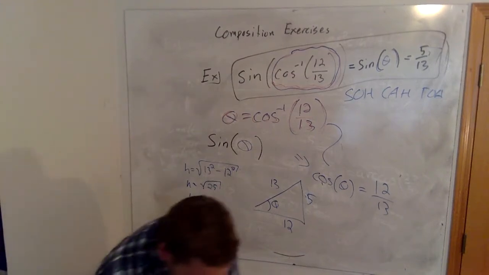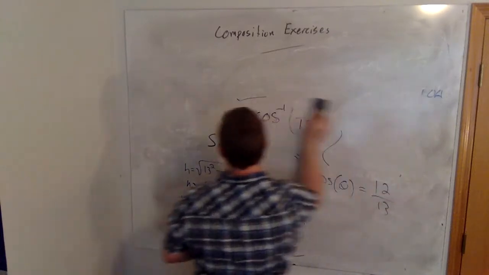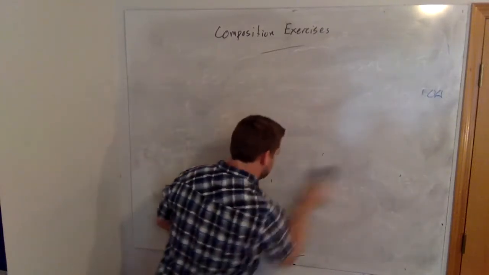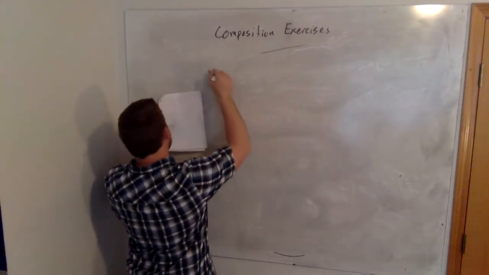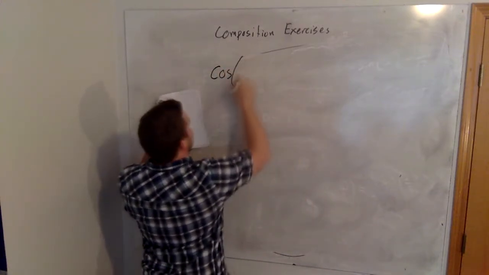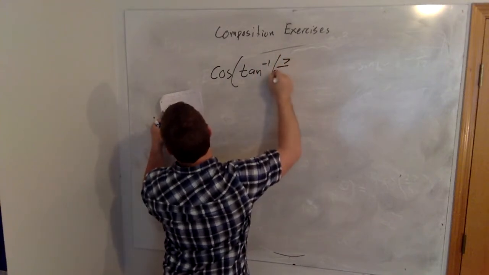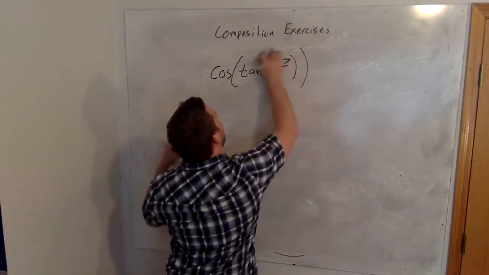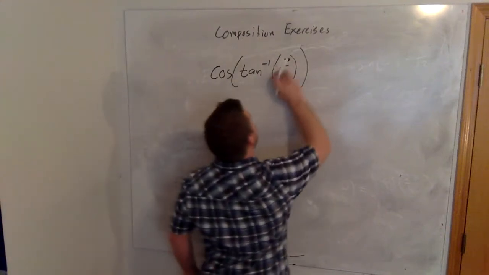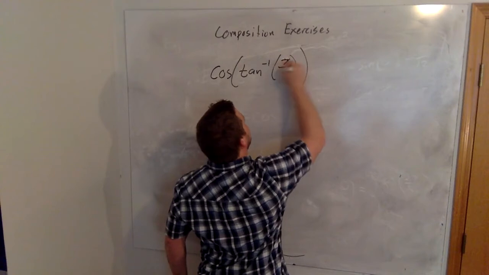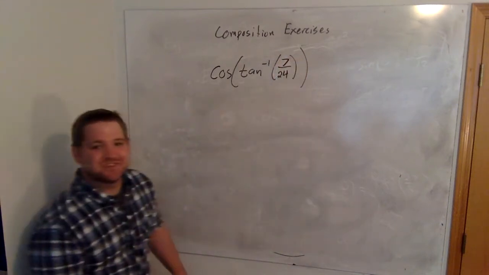Okay. Let's have you try one. Let's say we have the cosine of the tan inverse of 7/24. I want you to pause the video and try to evaluate this without using your calculator. Go ahead and give this a shot.